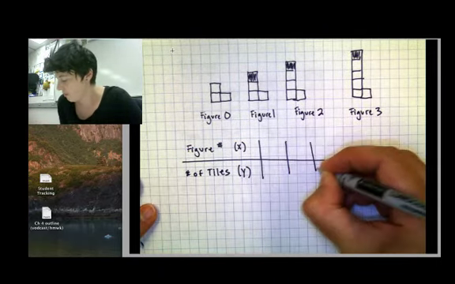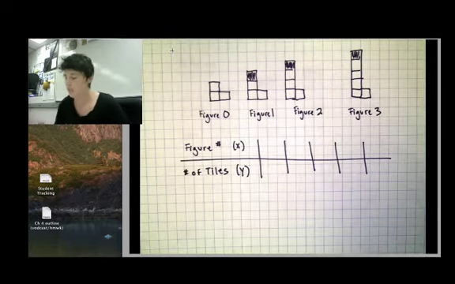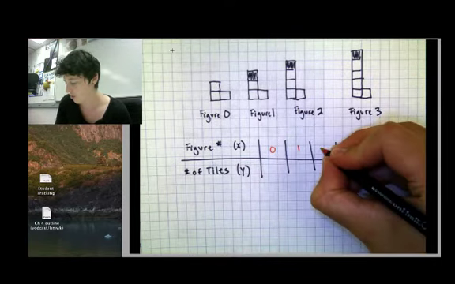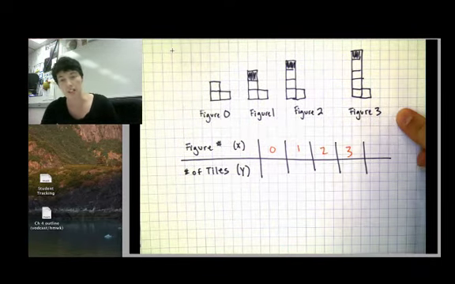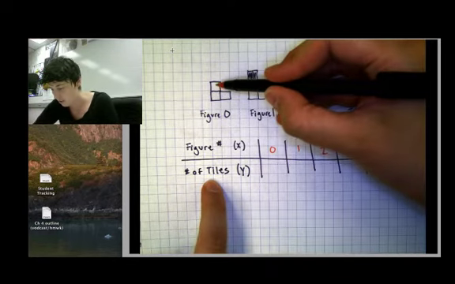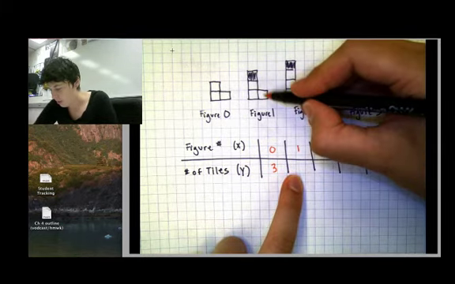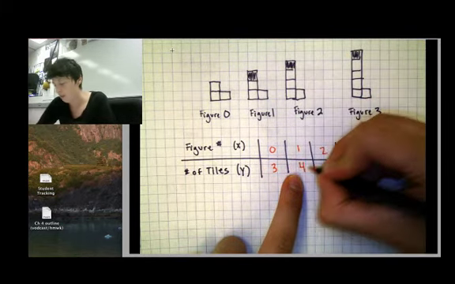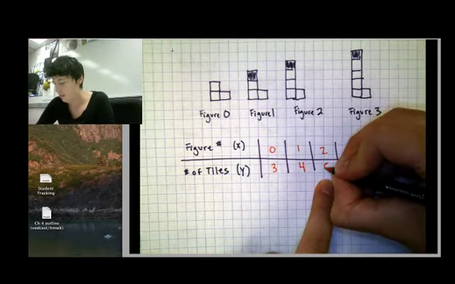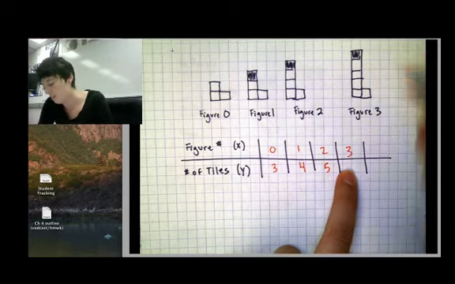This time we got some different values. We started with figure 0, so that's a little bit different. It means in my figure numbers here, I'm going to start with 0, 1, 2, 3. 3 is the last one that we did. And for number of tiles, I'm just going to count them up. So figure 0 has 1, 2, 3. Figure 1 has 1, 2, 3, 4. Figure 2 has 1, 2, 3, 4, 5. Figure 3 has 1, 2, 3, 4, 5, 6.